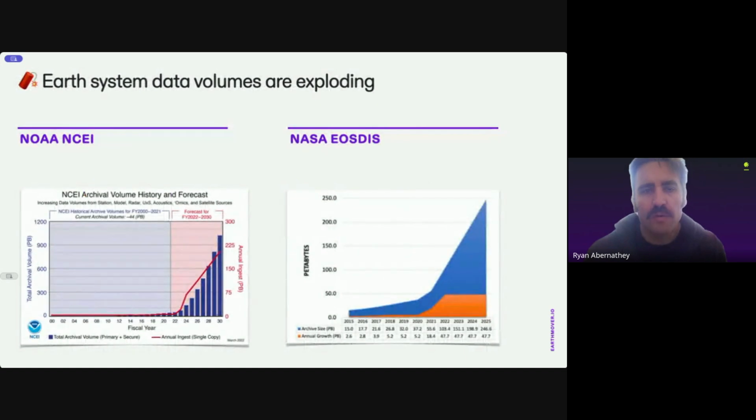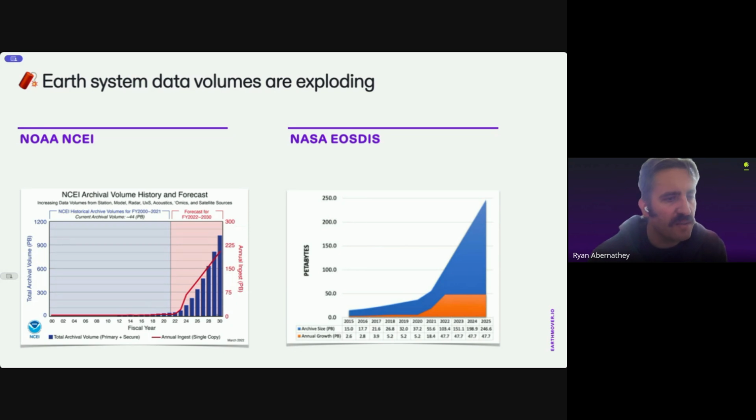All right, we talked about these 20 petabytes of CMIP data. I think it's worth noting that, more generally, Earth system data volumes are really exploding. These are two graphs from both NOAA and NASA that show the growth in their anticipated data archives, both of those reaching towards an exabyte by the end of the decade. That's 1,000 petabytes of data.